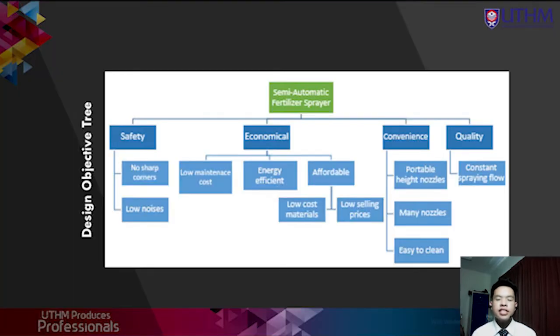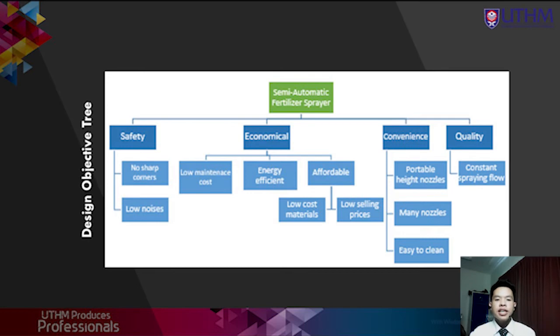The design objective 3 is a diagram that can help explain the design objectives to meet the needs of the customer in a clear and concise method. As you can see, in this design objective 3, it has 4 important objectives for the semi-automatic fertilizer sprayer project. The important objectives are safety, economical, convenience, and quality.